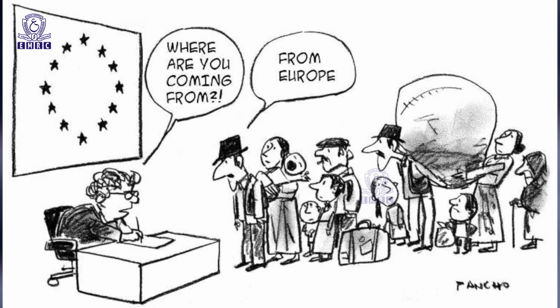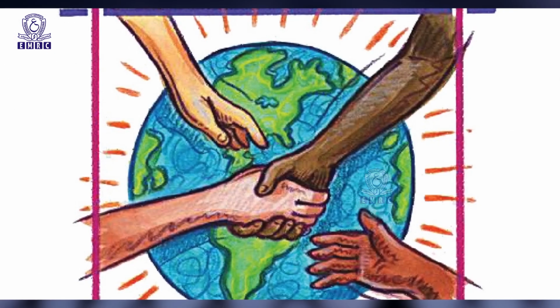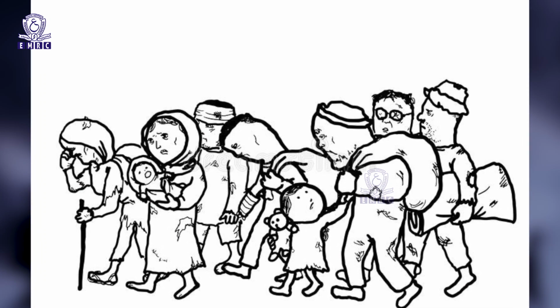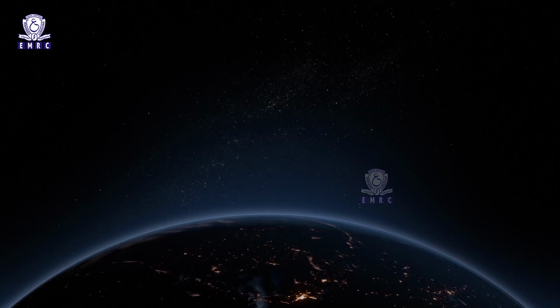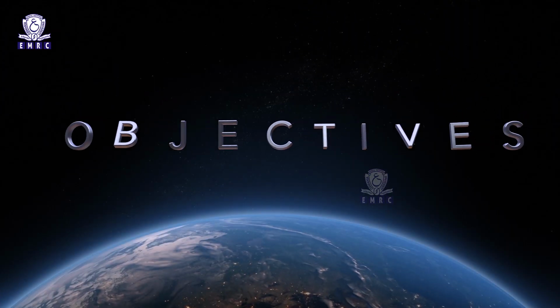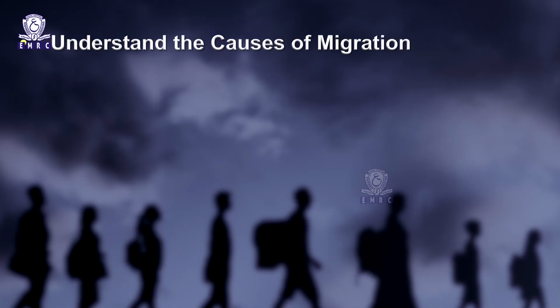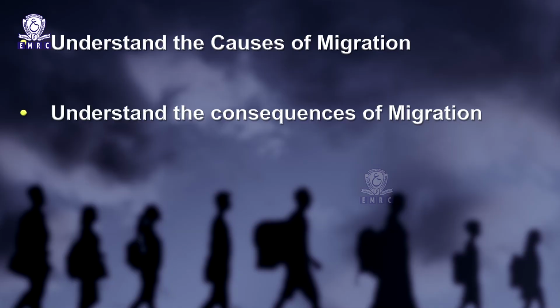It may be politically sponsored or voluntary. On the basis of social organization, migration may be that of family, clan or individual. On the basis of causes, migration may be economic, social, political or religious. Migration may be stepwise, that is village to urban hierarchy. After you have gone through this module, you would be able to understand the causes of migration and also understand the consequences of migration.